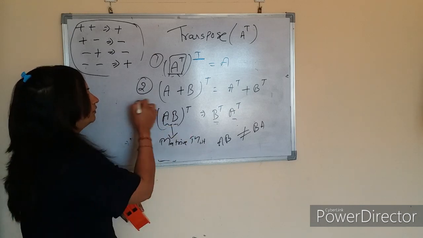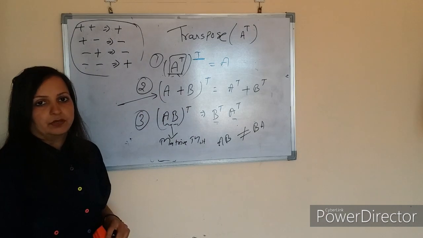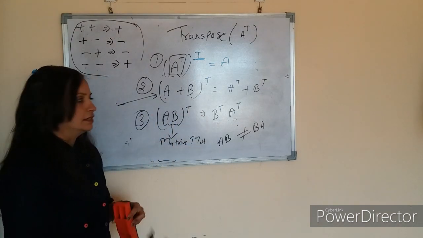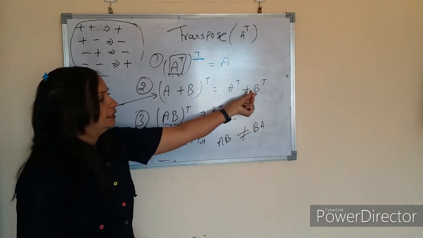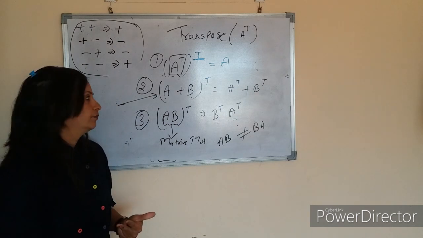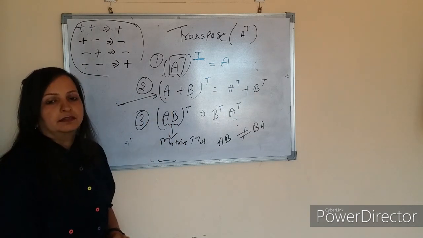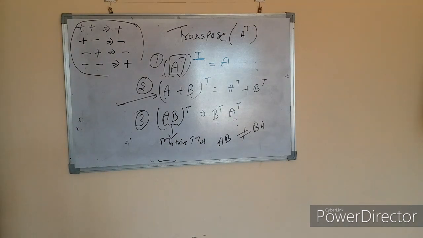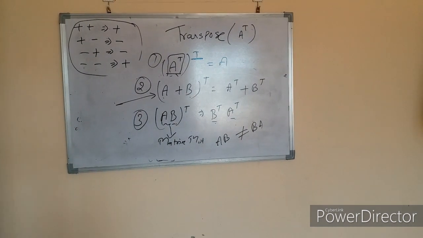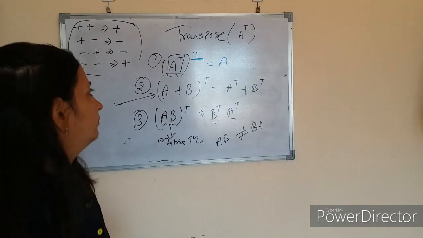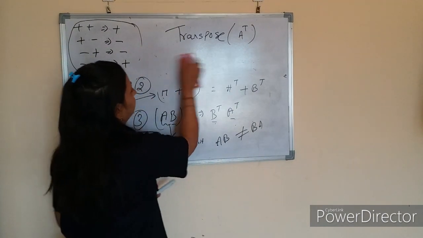But right now, if you don't know how to do matrix multiplication, you can skip this property, but you can definitely try this one to prove. You can take an example of two matrices, add them, transpose them, and then do the individual transposes, then addition, and you will get the same answer. So you can definitely try this one to prove. So these are my properties of transpose.